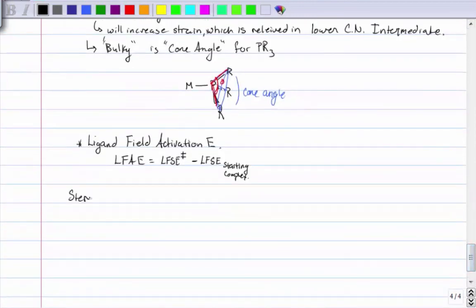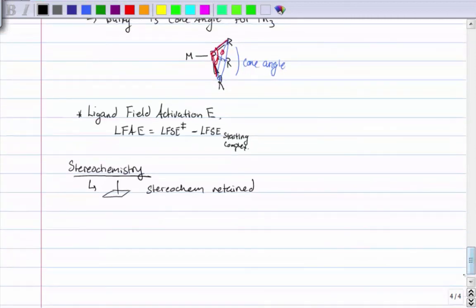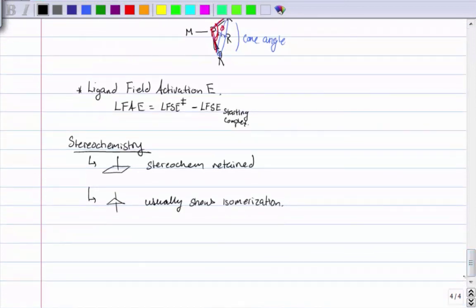And as far as stereochemistry goes for these octahedral complexes, they go through a square pyramidal transition state or a bipyramidal transition state. So when they go through a square pyramid, so this is a picture of a square pyramid, stereochemistry is retained, and so the entering ligand will replace the ligand that left in the exact same position. But when you go through a bipyramidal transition state, you can see isomerization.